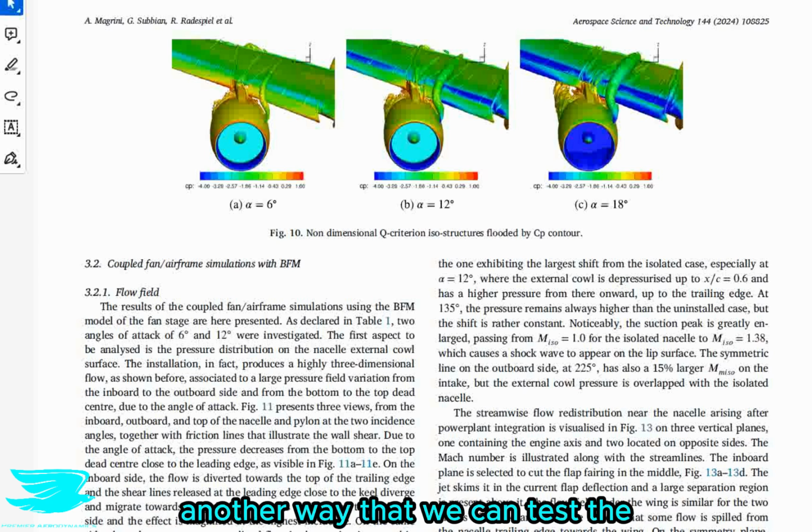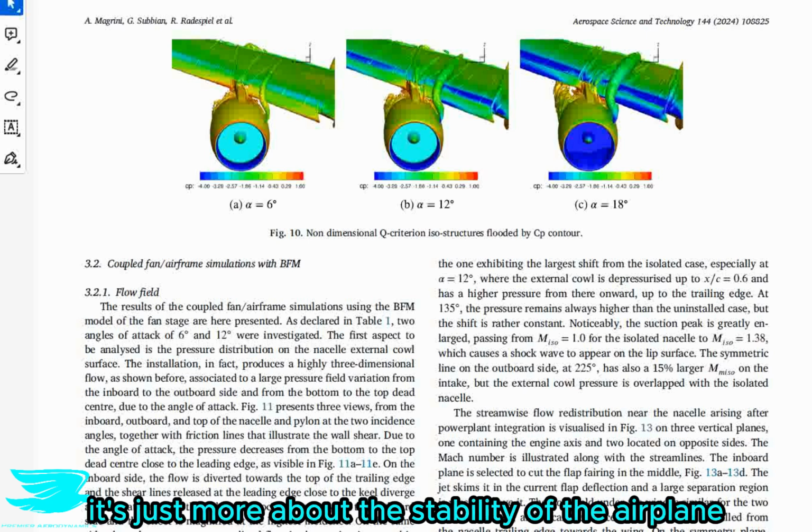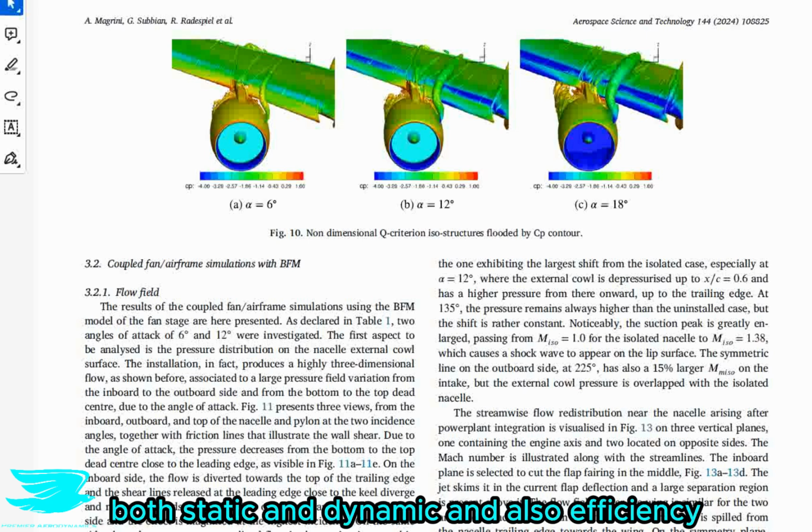Another way that we can test aerodynamics of airplanes is through real life flights. But again, we are very severely limited in what we can measure. And usually it's just more about the stability of the airplane, both static and dynamic, and also efficiency.